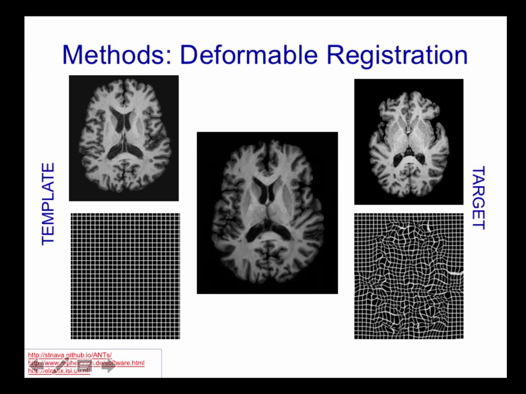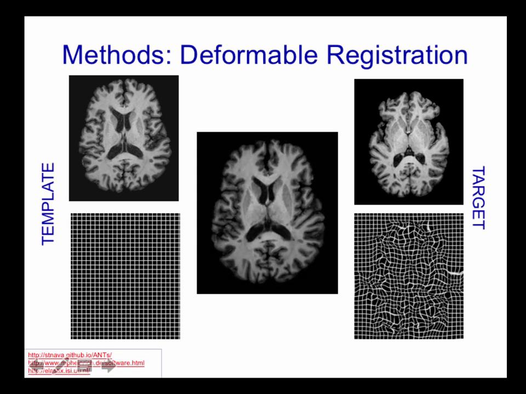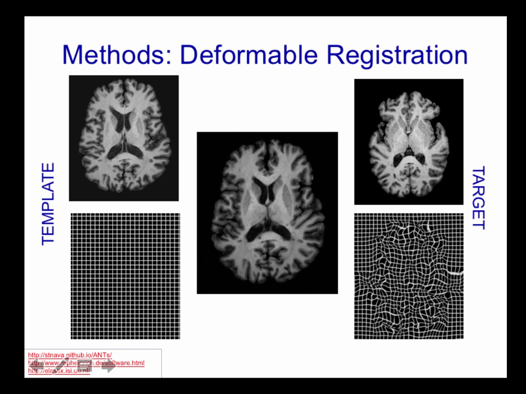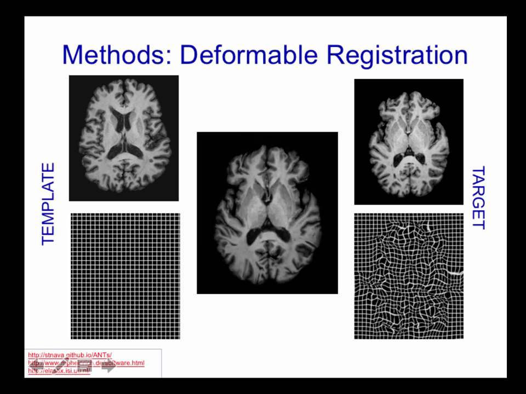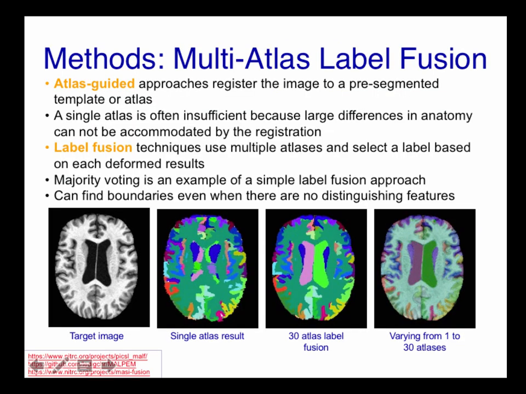So you can think now that if I actually have this ability to warp some image into another image, and I have a bunch of training data sets where I know where the labels are, can't I just take those labels and warp them onto the image that you're trying to segment? And the answer is, for the most part, yes, you can do that. These are a class of methods called atlas-guided approaches. And more specifically, what's most commonly used are multi-atlas label fusion methods.